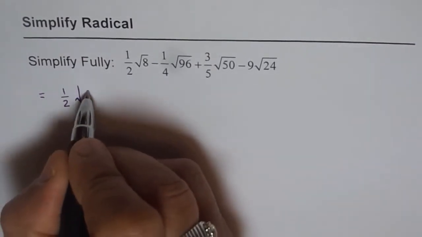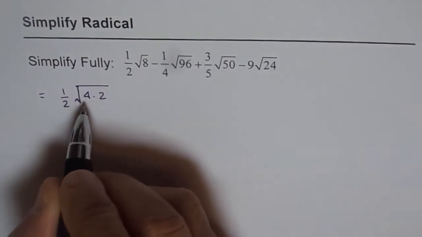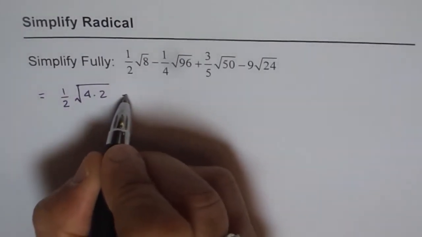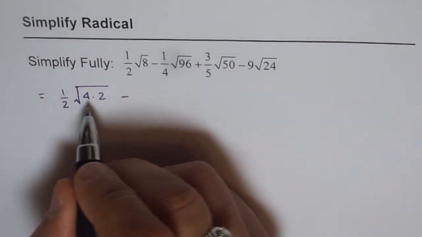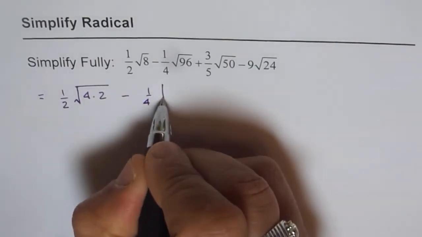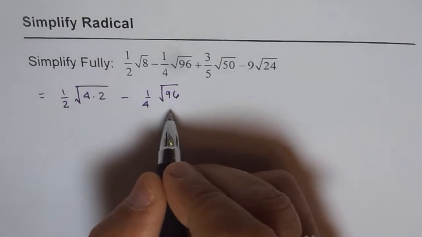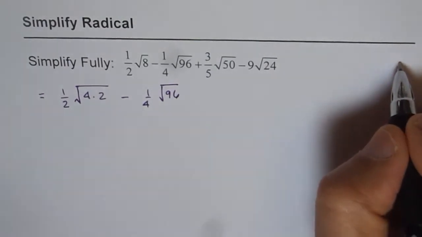8, for example, is 4 times 2, right? So 4 times 2 is 8, and we know 4 is a perfect square. So that's the idea of taking 4 here. You could write three 2's also. Now, we'll take 1 over 4 square root of 96. Now 96 is a big number, so at times we may have to prime factorize it. So let's do it on the side.